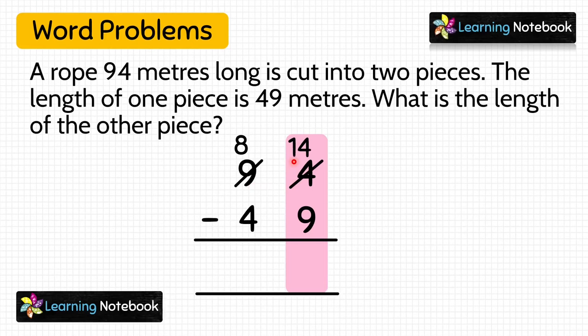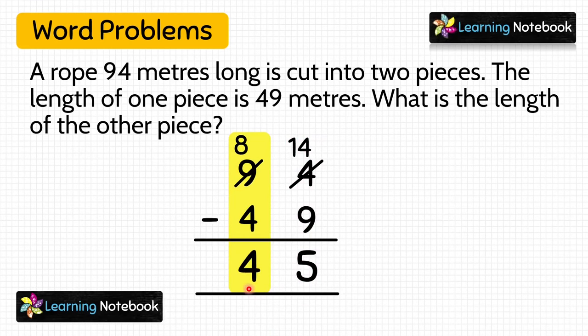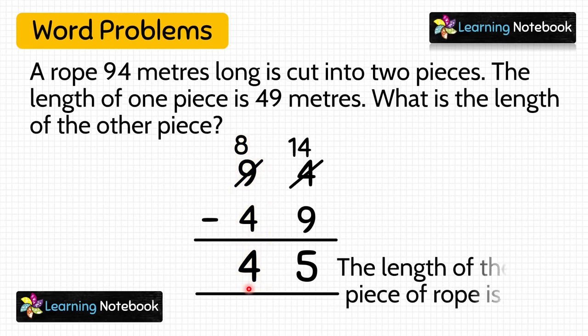Now let's subtract. 14 minus 9 equal to 5. Next, 8 minus 4 equal to 4. So it means the length of the other piece of the rope is 45 meters.